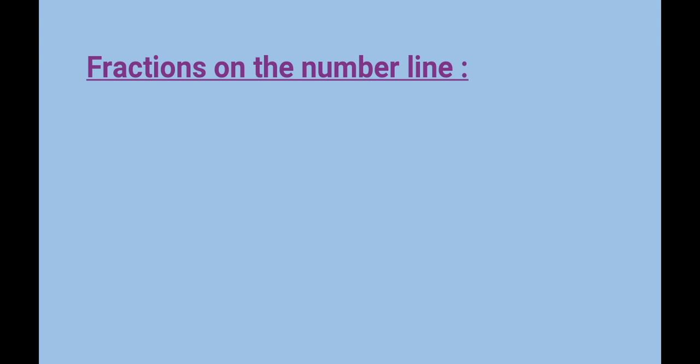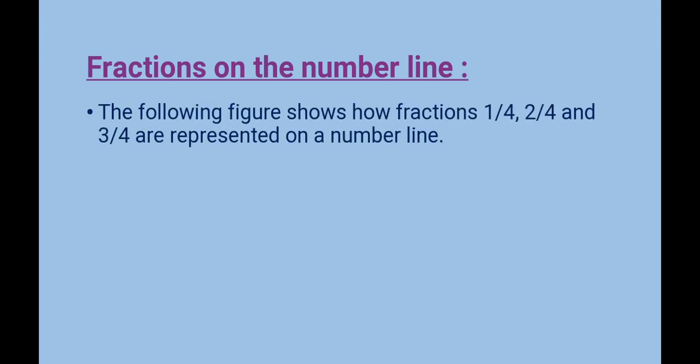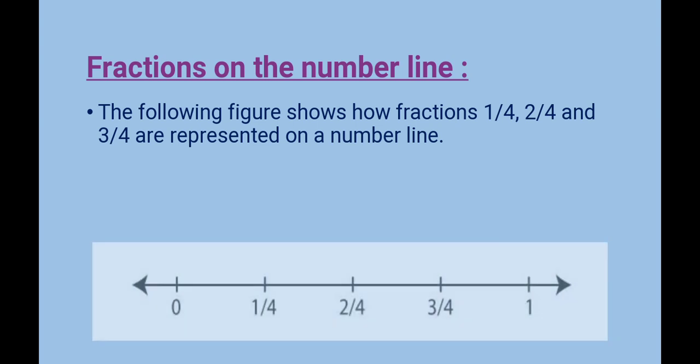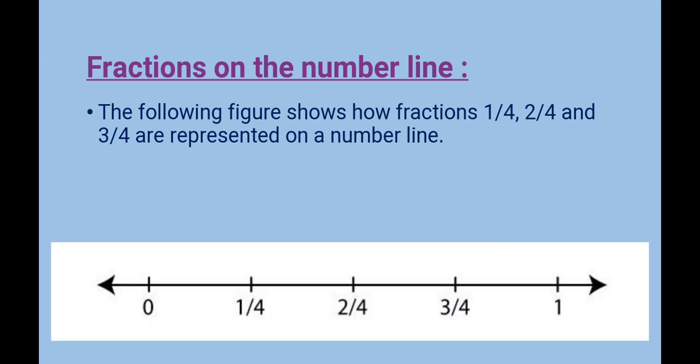Now move to fractions on the number line. How do we represent fractions on a number line? The following figure shows 1 by 4, 2 by 4, 3 by 4 represented on the number line. How to represent them? Here the denominator is 4, so we can say that 1 by 4, 2 by 4, 3 by 4 are all divided into 4 equal parts. You have already seen all this in the form of figures; here we will discuss how to represent this on a number line.